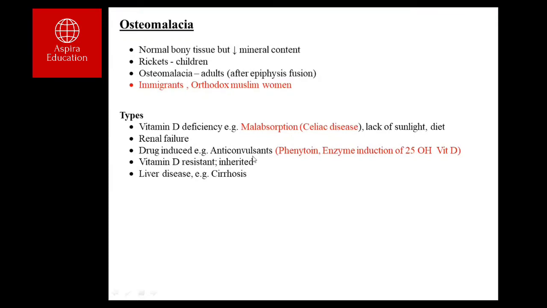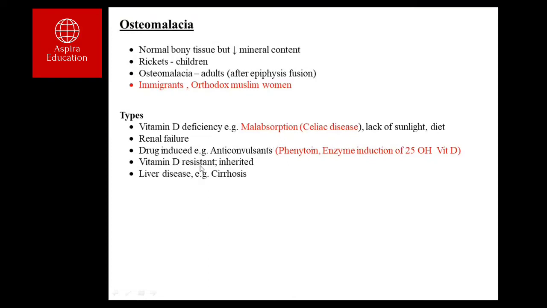Drug-induced, especially anticonvulsants. Phenytoin is the one drug which has multiple interactions with vitamin D. One is it induces the metabolism of vitamin D, so whatever the vitamin D level is, it will be metabolized and excreted quicker. In addition, phenytoin also decreases the absorption of vitamin D. So it's very important that some patients who have a seizure disorder and are on long-term phenytoin may have vitamin D deficiency. So you have to look for drug-induced osteomalacia and look for a long-term history of seizure.